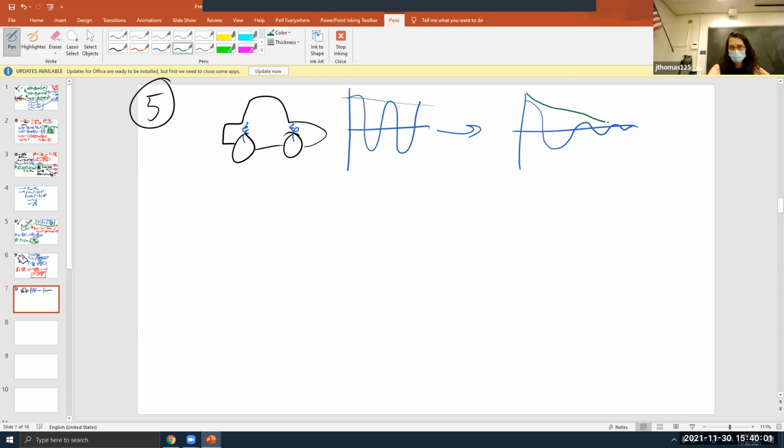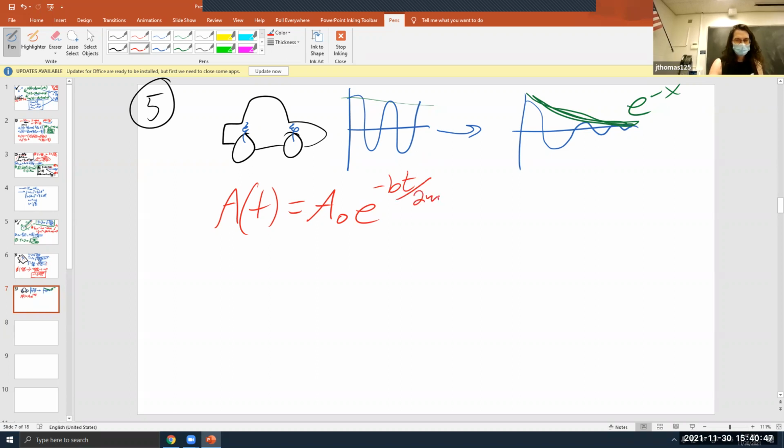Now we want our amplitude to decay with time. And the way we're going to describe that decay mathematically is with a negative exponential, e to the negative x, roughly. And this allows us to write an equation that I'll go ahead and write right now. Again, it comes from a differential equation solution, which you're not responsible for knowing in this class. But we do need to know that now we have an equation for the amplitude in terms of time. In terms of time, the amplitude is equal to A naught, the initial amplitude, times e to the negative bt over 2m.